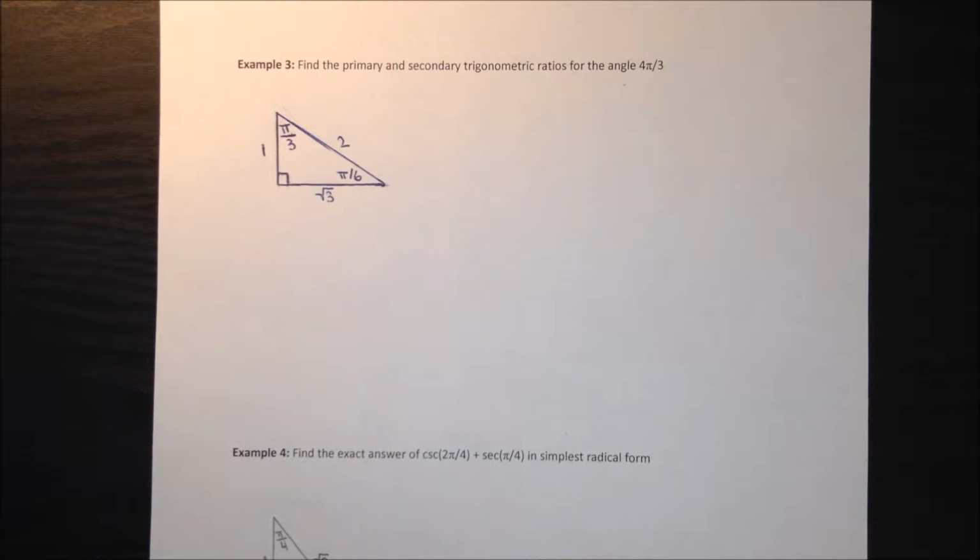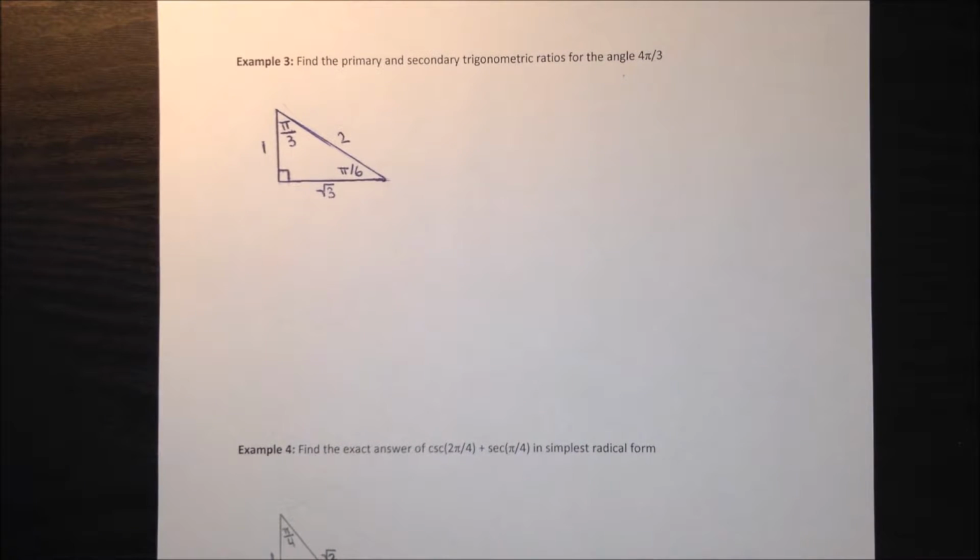In example 3, we are asked to find the primary and the secondary trig ratios for the angle 4 pi over 3. If we look at the angle given, 4 pi over 3, we notice that it is a multiple of the angle pi over 3, and pi over 3 is an angle in one of our special triangles. In order to find the primary and secondary trig ratios of 4 pi over 3, we simply need to find the sine, cos, tan, cosecant, secant, and cotangent values of pi over 3.